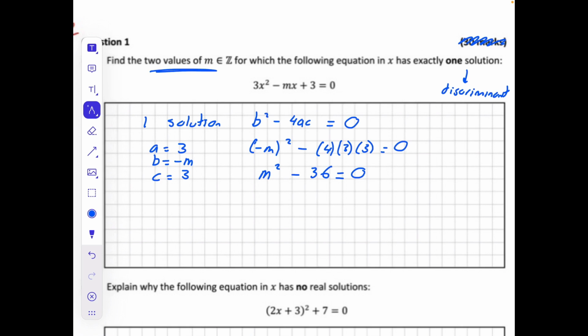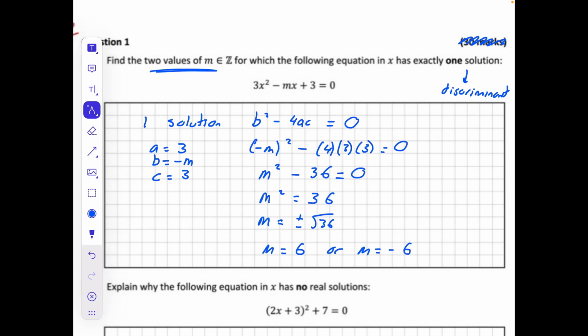Now, keep in mind, what are we looking for? We're looking for the values of m. So here I'm just going to solve for m. So m squared is equal to 36. So m is equal to plus or minus the square root of 36. So m is equal to plus or minus 6.